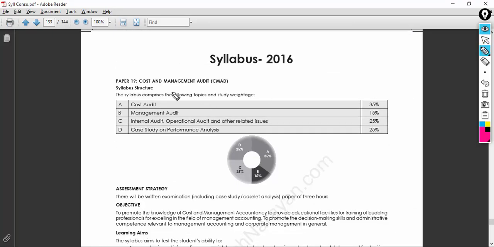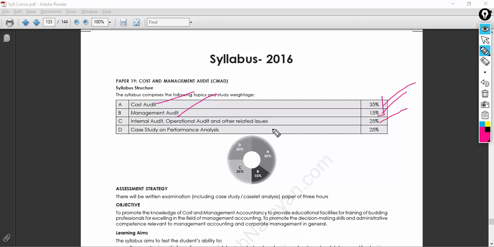The marks have been split, with 35% for the cost audit, because you are a cost and management accountant, so maximum importance is given to the cost audit. Management audit, again, you are going to be a cost and management auditor in the future, or a cost and management accountant expert. So you should know that these two should be given the highest importance. That is the reason the institute has given 50% for this.